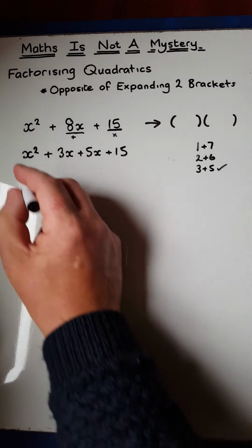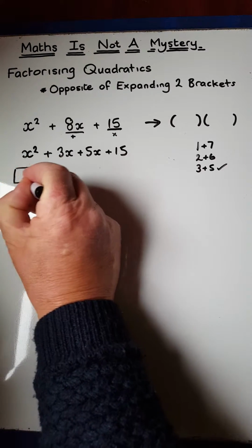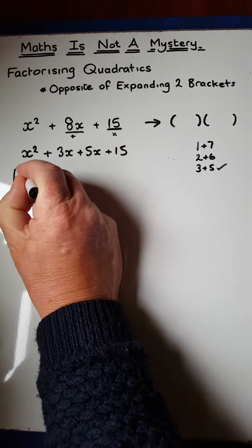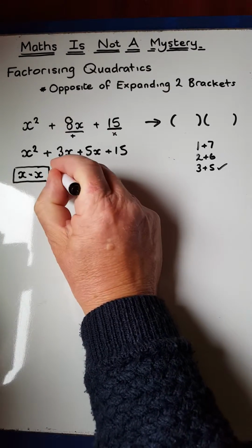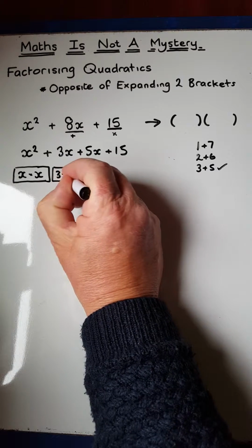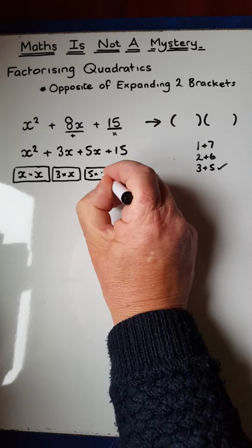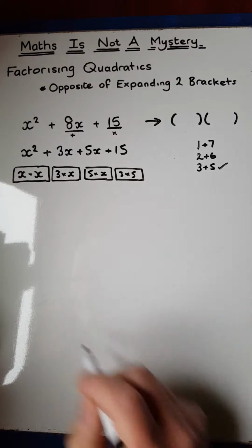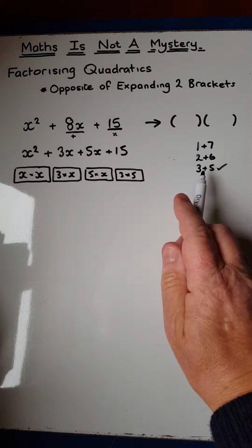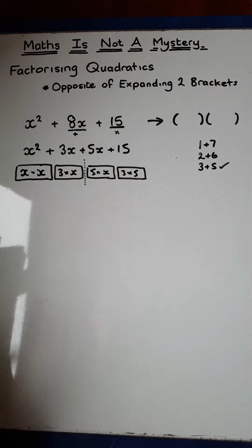Now, we're going to look at each element in turn. And I'm going to put them in little boxes. X squared is x times x. 3x is 3 times x. 5x is 5 times x. And 15 is 3 times 5. Comes from the numbers that we had there. Now, imagine just a little imaginary section down the middle there. It's going to split into two parts.